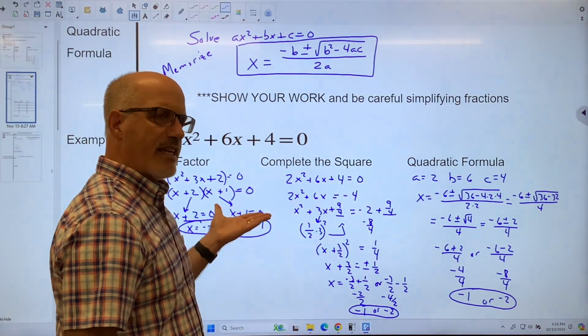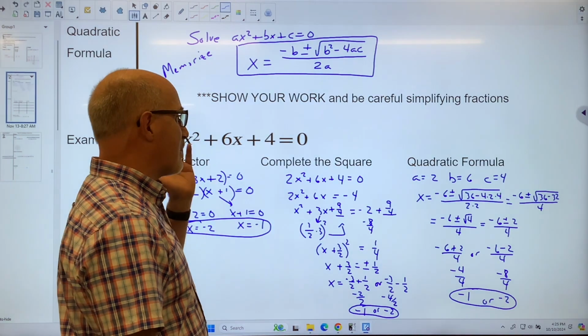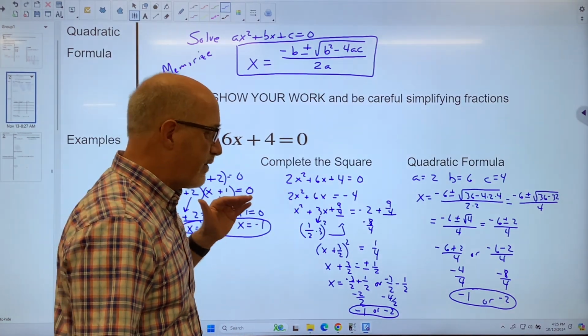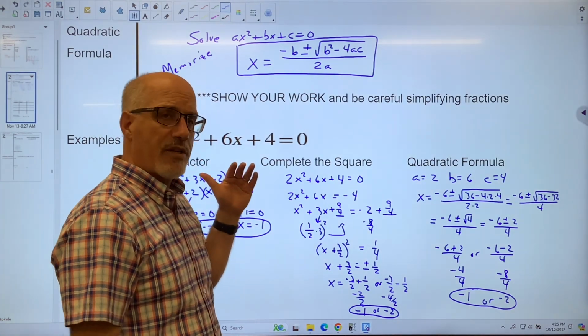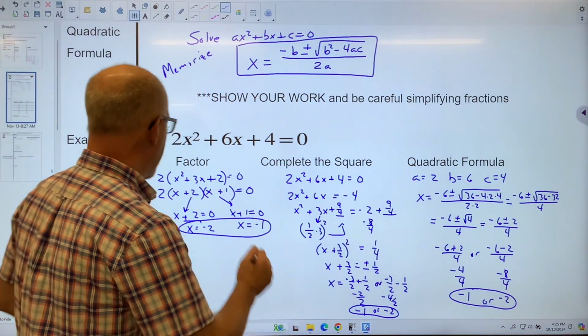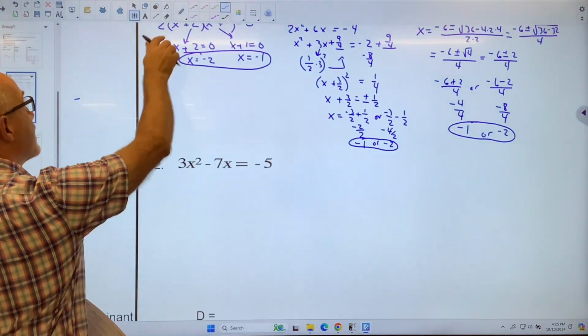This has significantly less work to it if you understand the process of factoring. The problem is not everything factors. So if it doesn't factor, or if you just want to make sure you can do it, you have to use one of these two methods. All right, so let's use the quadratic formula now to do another example here.